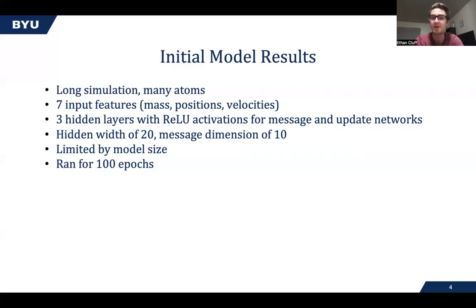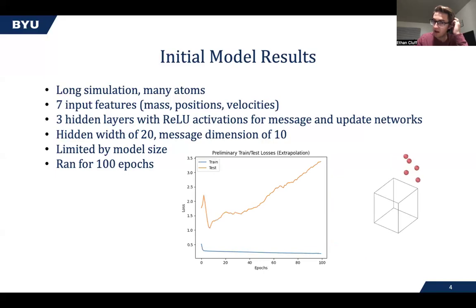Ultimately, these were not so much optimized hyperparameters so much as they were constraints of model size. The larger those parameters got, the better the model performed, but eventually the model was unable to fit within the GPU on Google Colab. So that was a limiting factor there. And then each of these training iterations was run for 100 epochs on the training data.